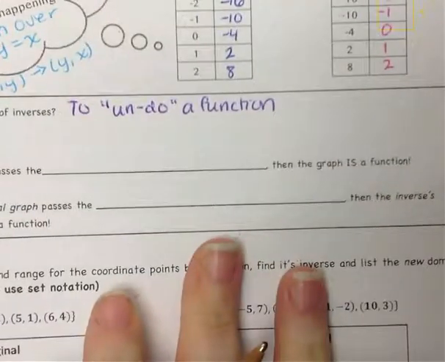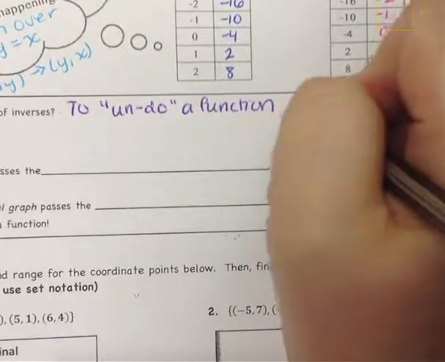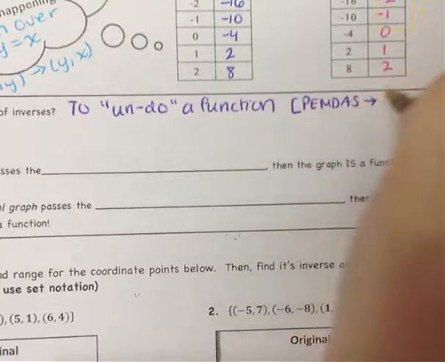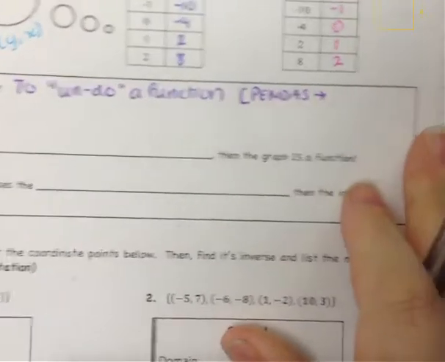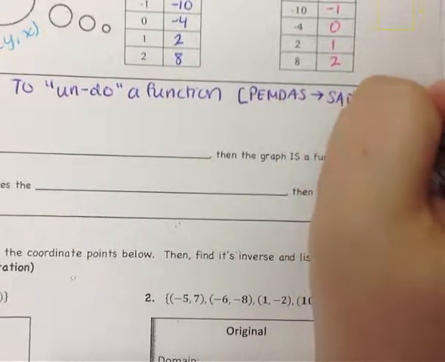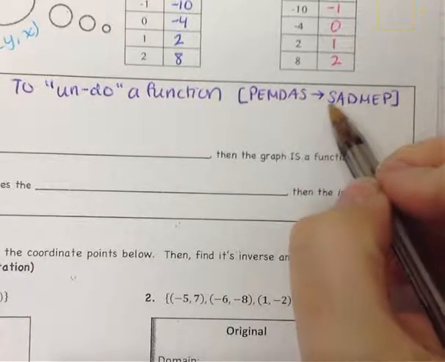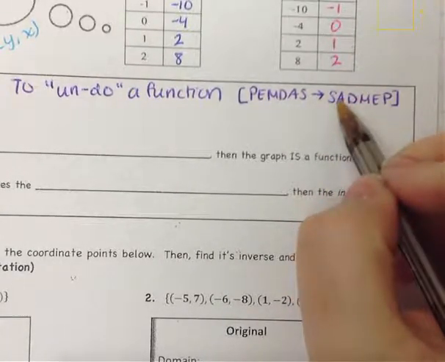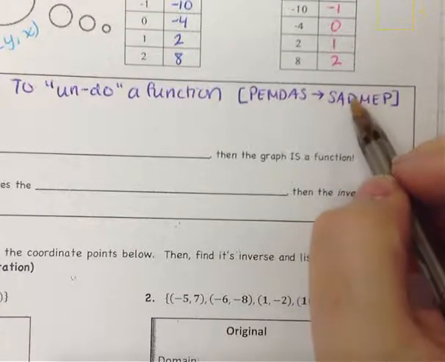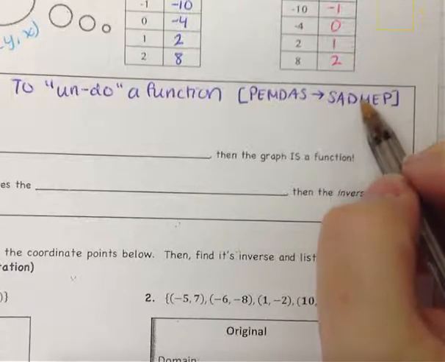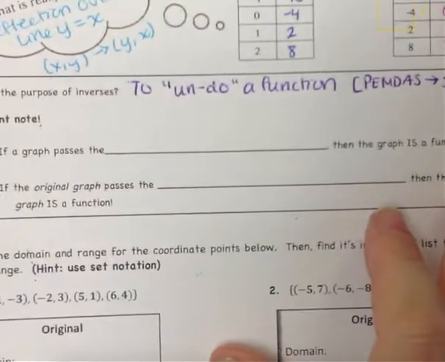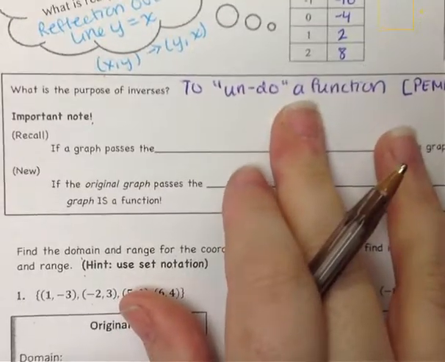So again, if you know what PEMDAS is, that's order of operations. To undo that, you would do SADMAP. So when you're solving, if it's subtraction, you would want to add it to the other side because you would be undoing the subtraction. It's the inverse operation. The inverse operation of division is multiplication. Multiplication is division. So you are undoing by using inverses.